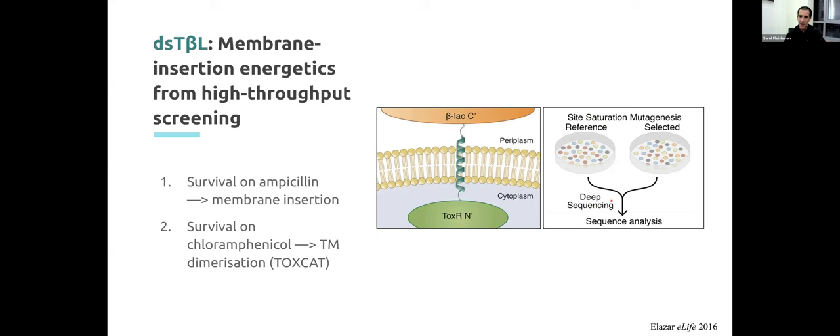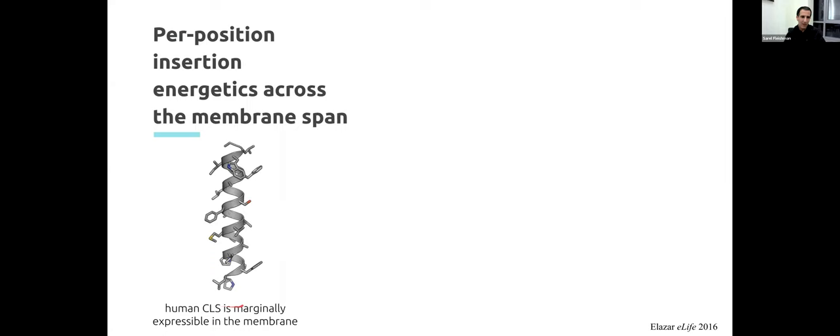We applied this strategy to a human protein called CLS. And the reason we chose this membrane protein is that it's marginally expressible in the membrane. That means that it's especially sensitive to mutations, either ones that increase its expression levels or those that reduce it. And that led to a very large dynamic range.